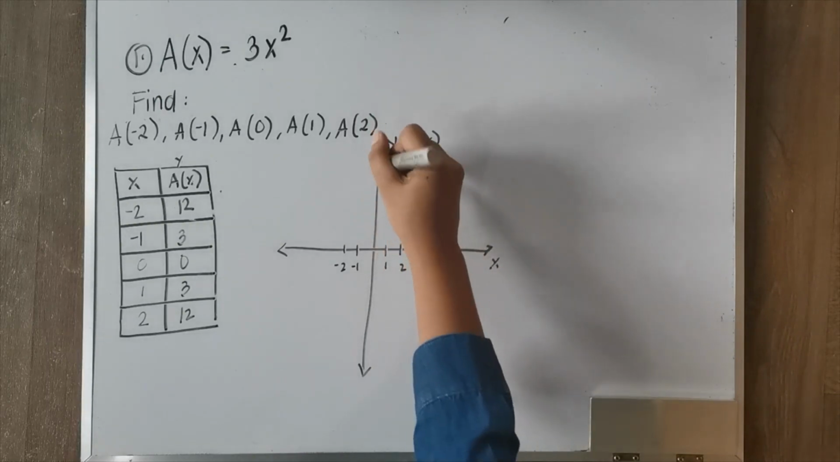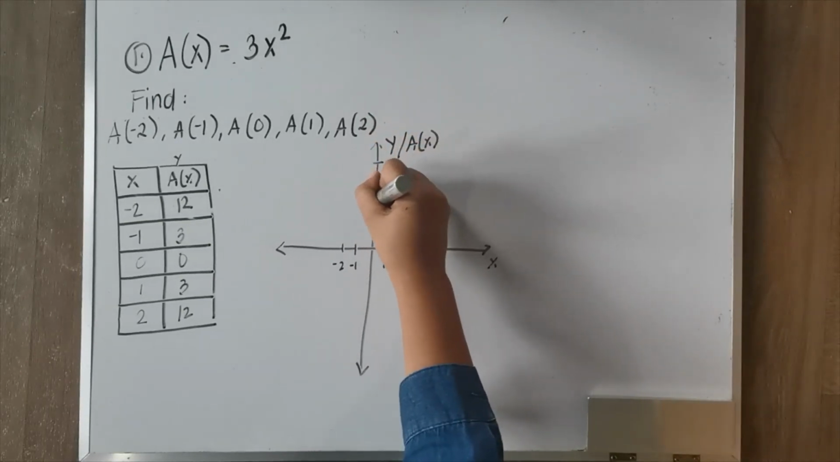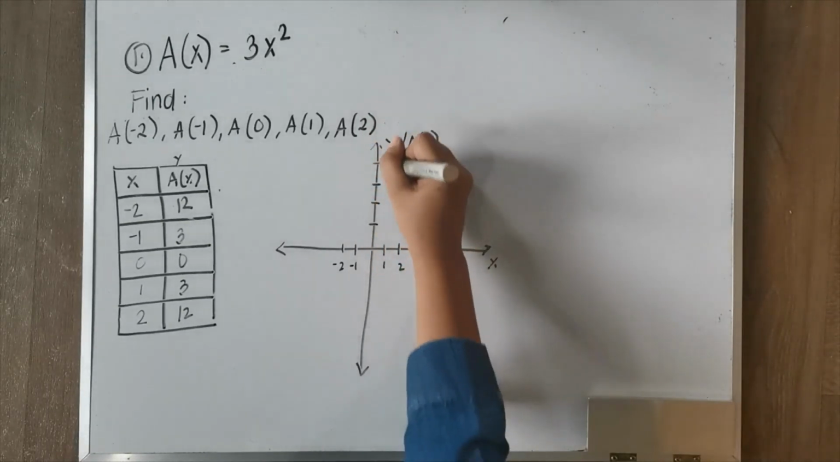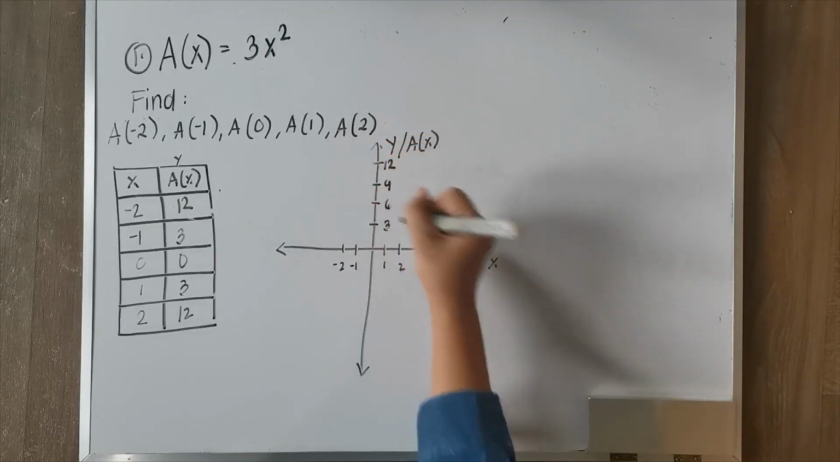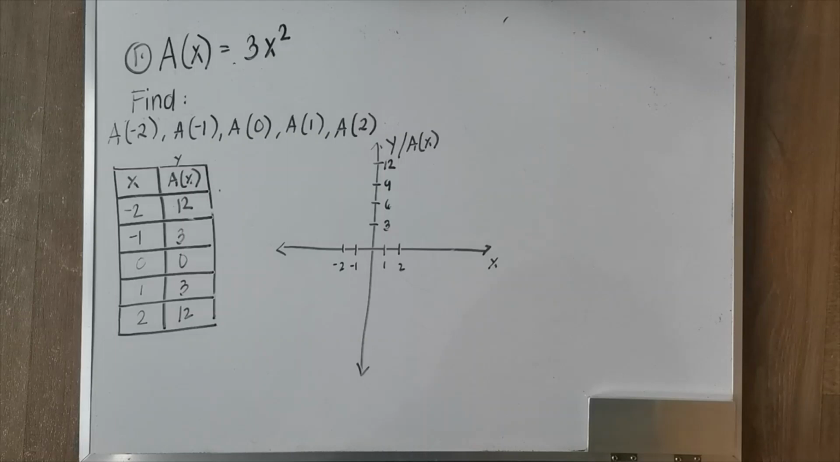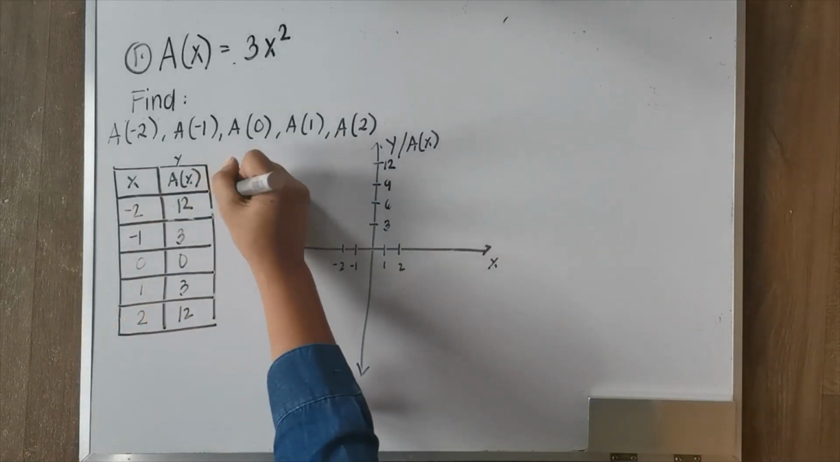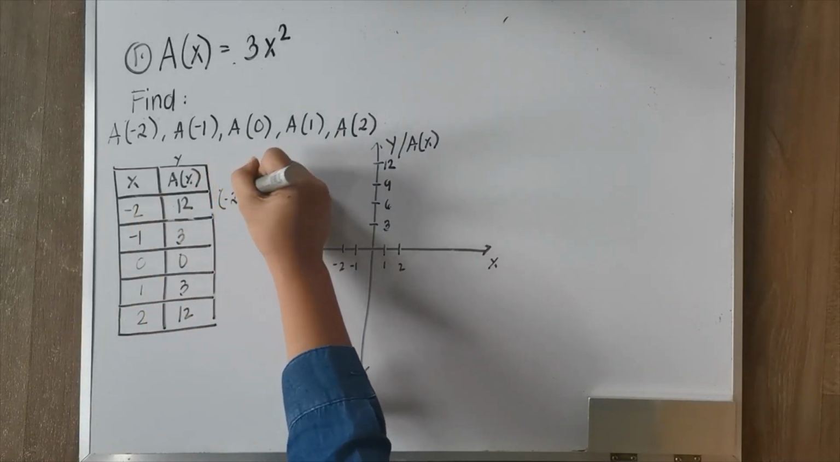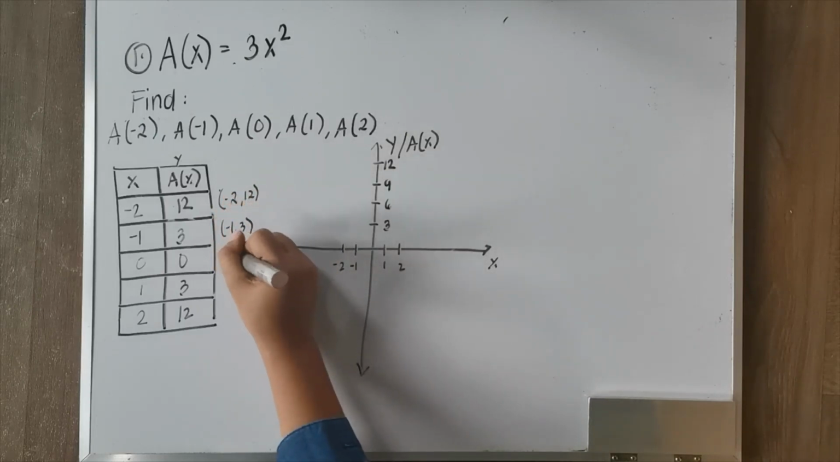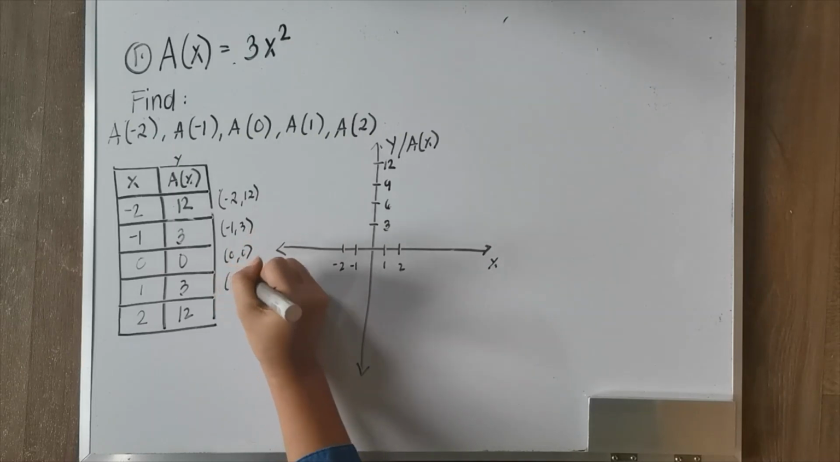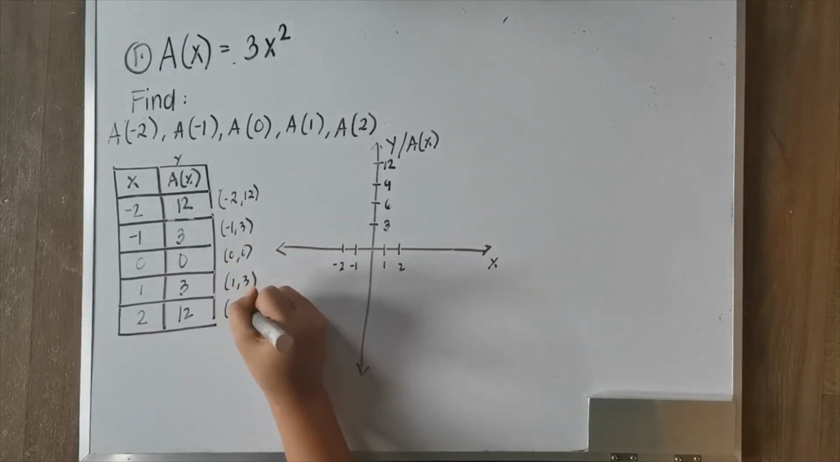So I will be creating here my interval. So I will be dividing this into 4 lines. So this will be 12, 9, 6, and 3. Okay, plotting now the given point. So we will have here coordinates like negative 2, positive 12. Here is negative 1, positive 3, 0, 0, 1, 3, and 2, 12.